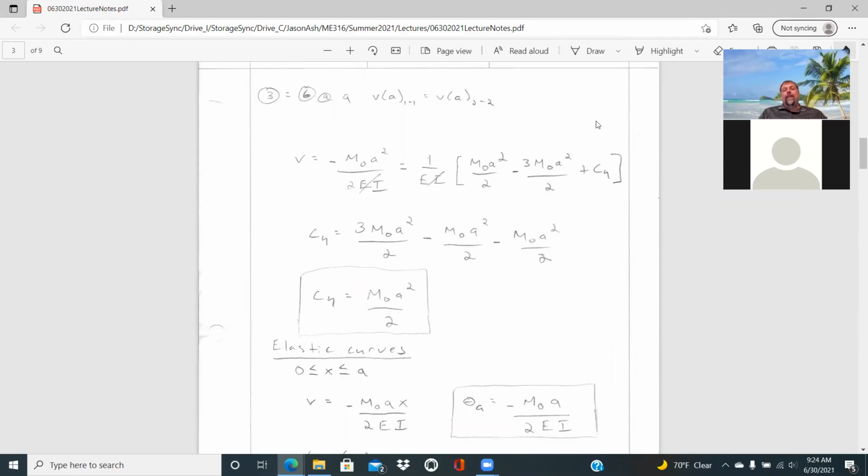And so once again, what that does for us is it gives us one equation and one unknown, C4. The EIs will cancel, and then it's just algebra after that point. We're subtracting off the, I guess I'm starting out with this one, moving it to the other side. So 3 M0 a squared over 2 minus an M0 a squared over 2 minus another M0 a squared over 2. And so that ends up then being 1/2 M0 a squared for C4.